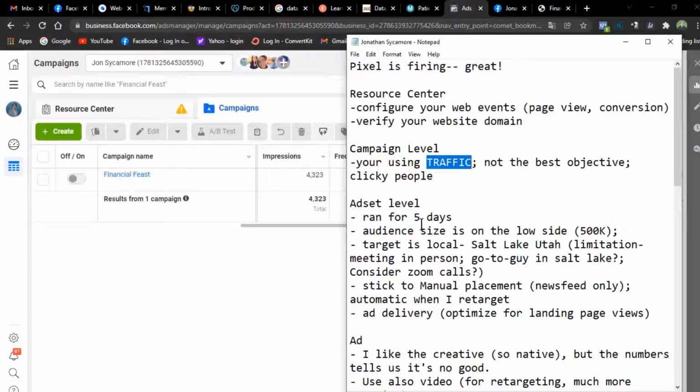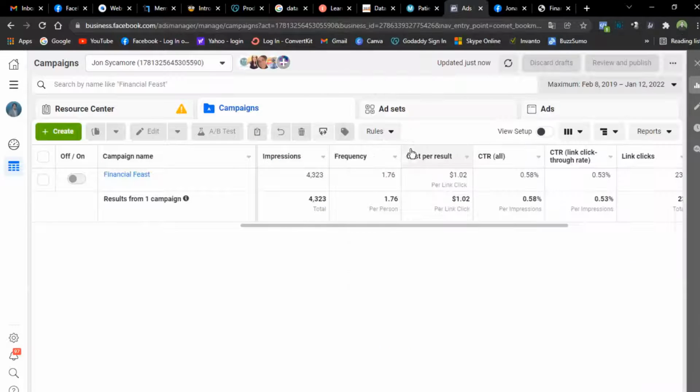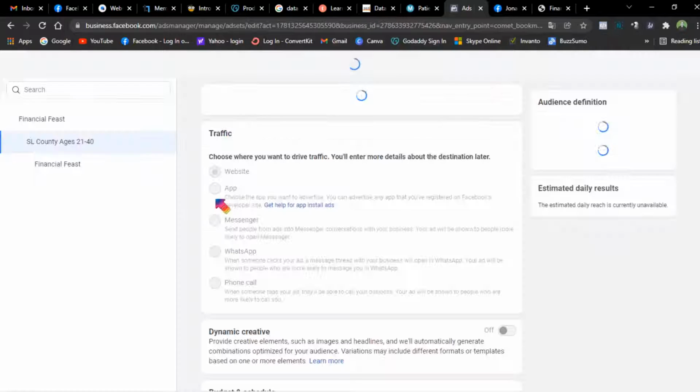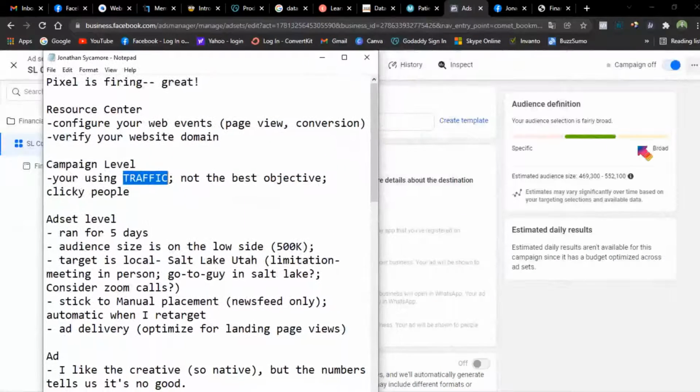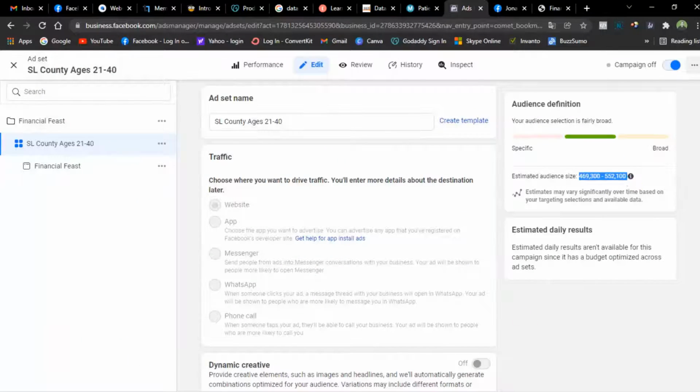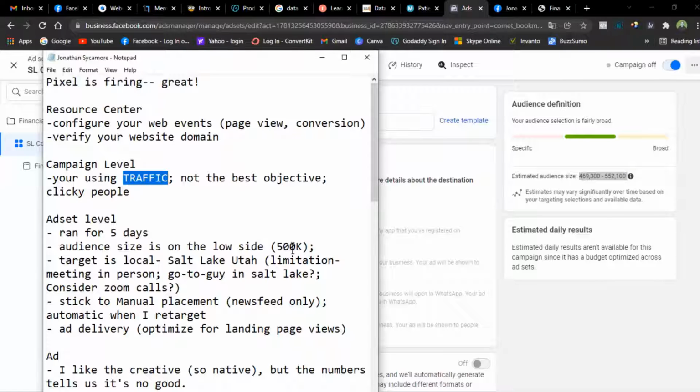And on the ad set level, let me go there. I saw that you ran this campaign for $5 per day for 5 days, right? And your audience size is kind of on the low side. It's less than 500,000. I can see it here. What I would like is a minimum of 1 million. That gives room for Facebook to find more people.